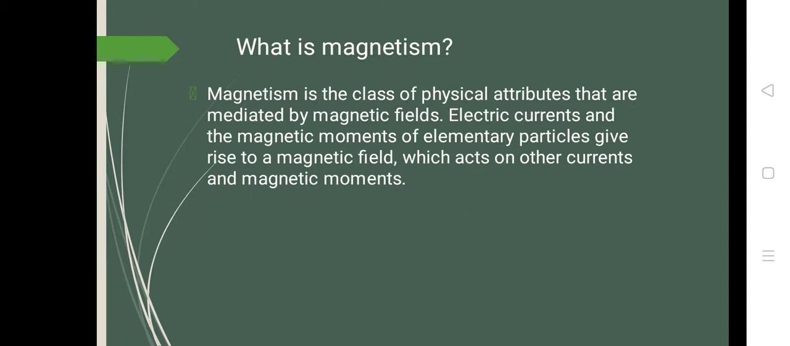Next is, what is magnetism? Magnetism is the class of physical attributes that are mediated by magnetic fields, electric currents, and the magnetic moments of elementary particles give rise to a magnetic field which acts on other currents and magnetic moments.